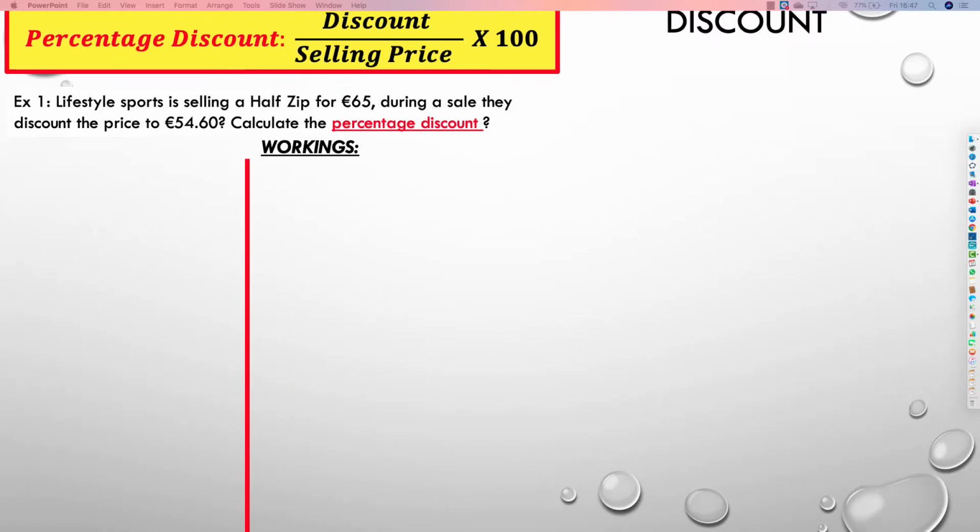Right. Percentage discount. So percentage discount is discount over selling price. This is the first time now we're putting it over the selling price, not the cost price. Percentage discount goes over the selling price. So Lifestyle Sports is selling a half set for €65 during a sale. They discount the price to €54.60. Calculate the percentage discount, when the formula is discount over selling price.